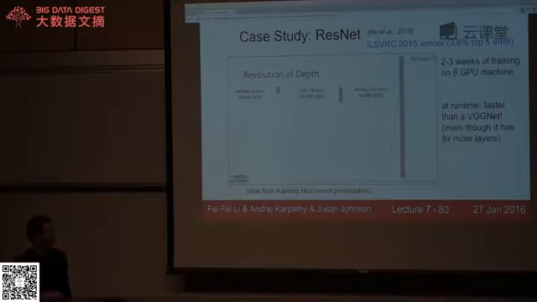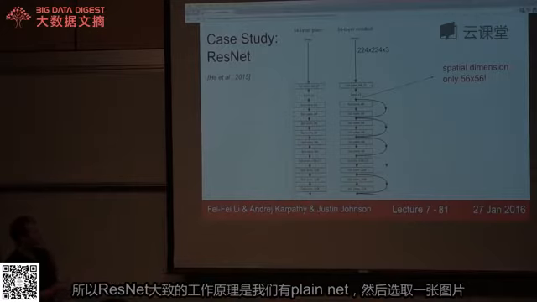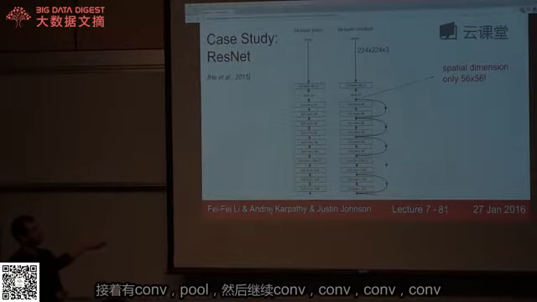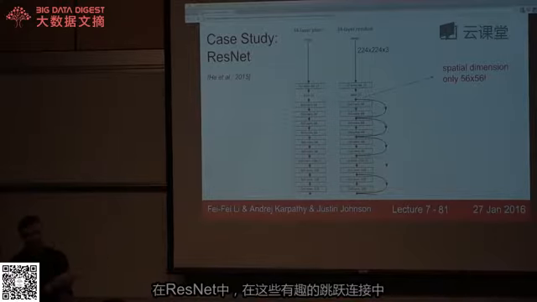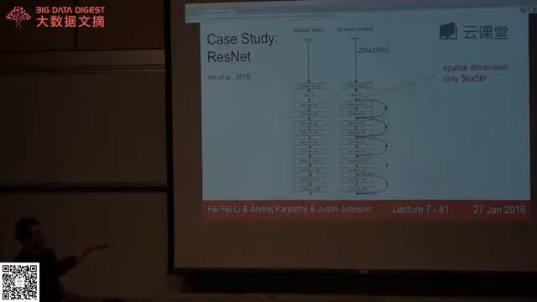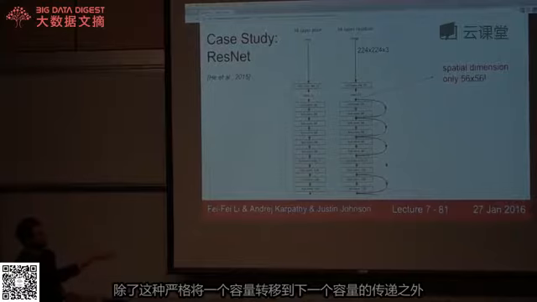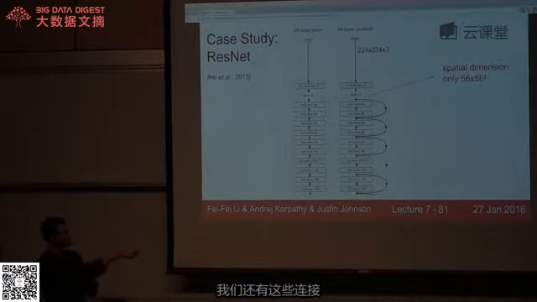So the ResNet, roughly the way it works is, here we have a plain net, where you take an image and you have a conv pool, and say conv, or something like that. In a ResNet, what we're going to have is these funny skip connections, okay? And so, in addition to this path, where we're strictly just transforming every single volume to the next volume, we're going to have these skip connections.